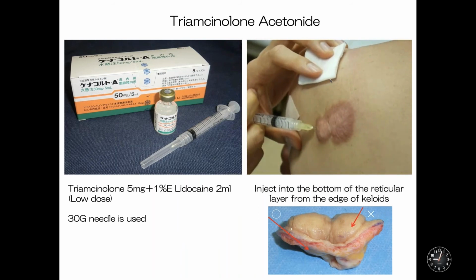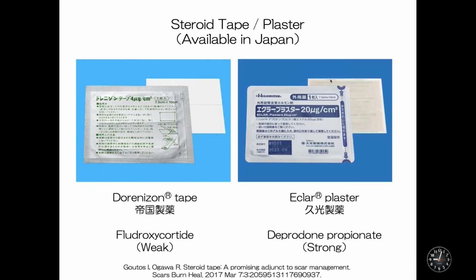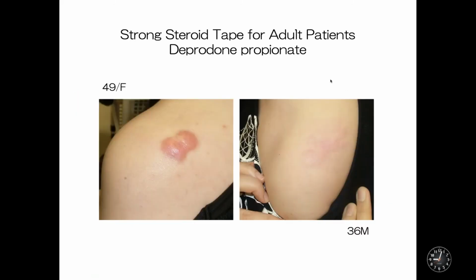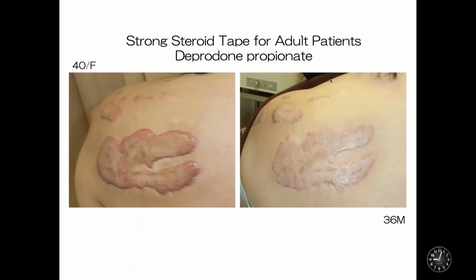When steroid is injected, inflammation decreases little by little. If the size of the keloid is small, we can treat it by steroid injection. Especially in Japan, we can use a very strong steroid tape. This is a very effective treatment. Every day patients have to change the tape. But for children, a weak steroid tape would be fine because the skin is not so thick. For adult patients, the strong plaster, deprodone propionate, should be the first choice. Minor keloids can be treated by steroid tape only.